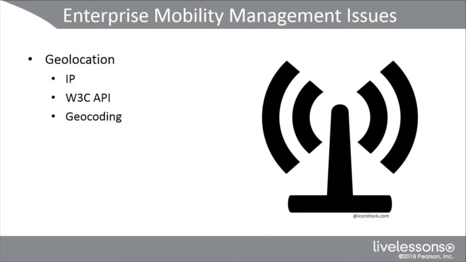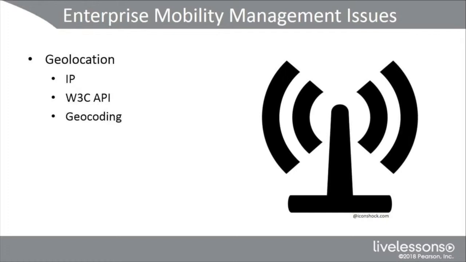Some other issues you need to be aware of is that of geolocation. Now there's three different categories of geolocation. There's IP, there's the W3C API, and there's geocoding. Let me break these down for you. IP geolocation is a technique that identifies an entity's IP address. Then it determines what country, state, city, zip code, organization, or location that IP address has been assigned to. And there are several geolocation providers that do this IP geolocation in the industry.